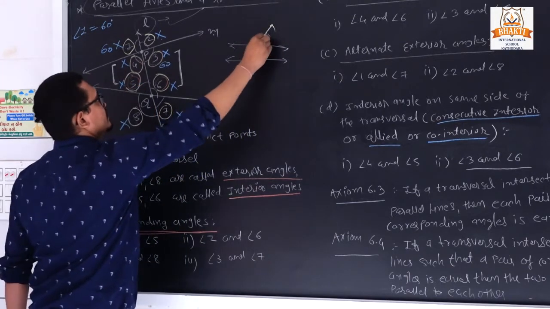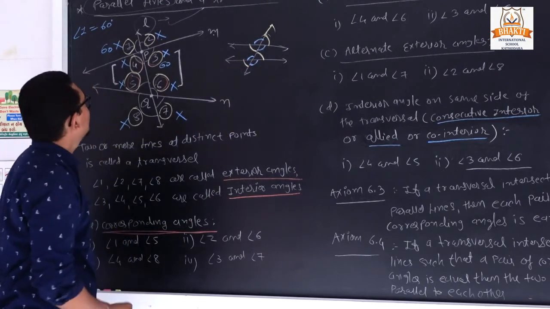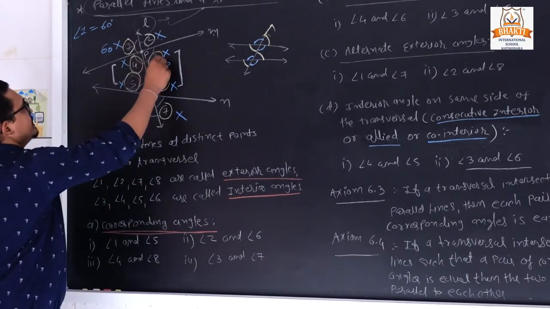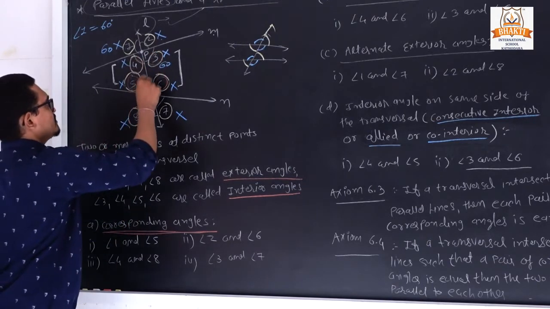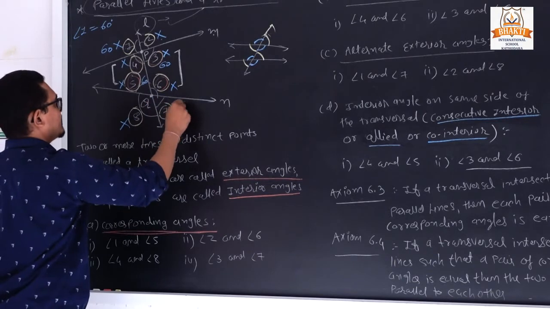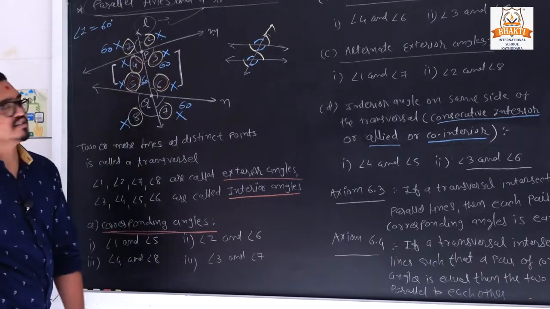Clear? So this and these both are known as vertically opposite angles. So 60, 60. Once again these both are alternate interior, so it is also 60. Now once again it is vertically opposite, so all these angles are 60.